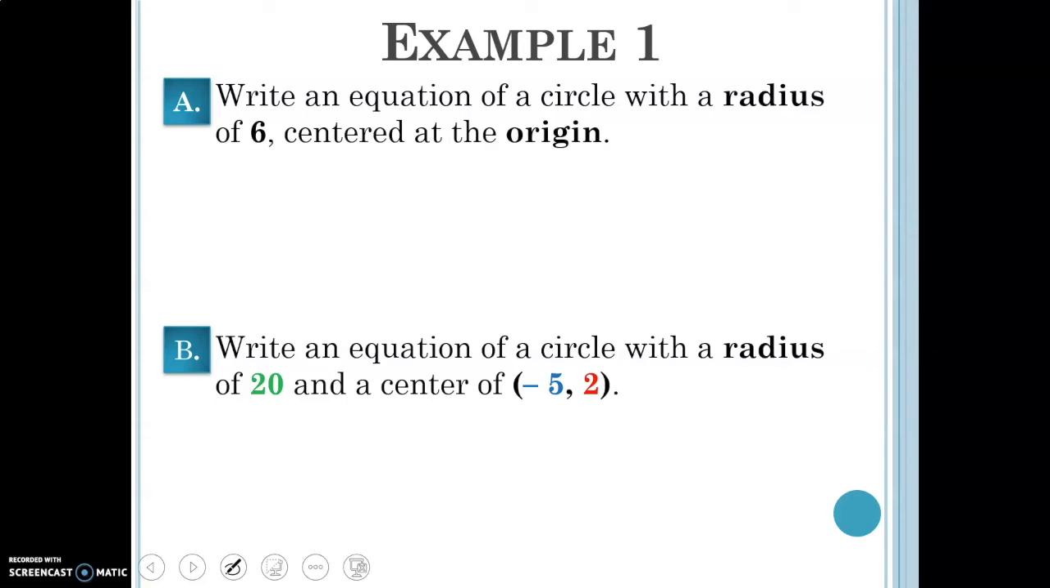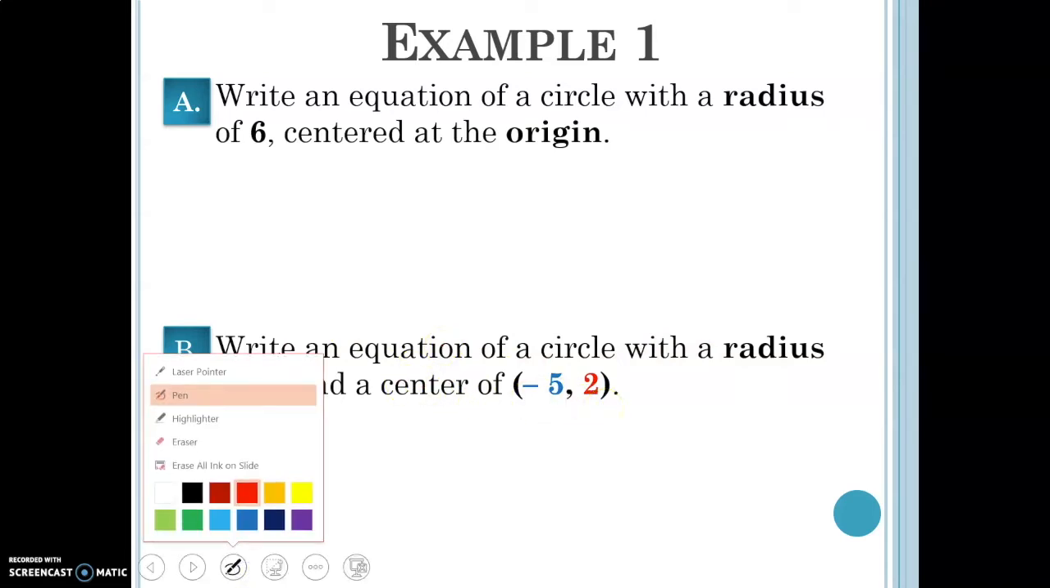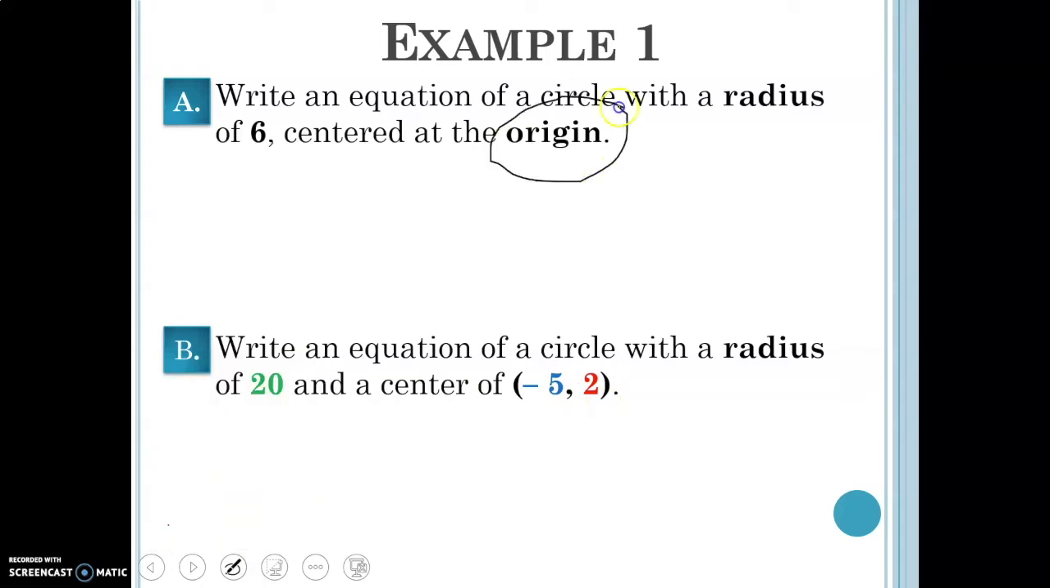Example 1a says, write an equation of a circle with a radius of 6 centered at the origin. The second question says, write an equation of a circle with a radius of 20 and a center of (-5, 2). So for part 1, remember that the origin is the point (0, 0), and our radius is 6.